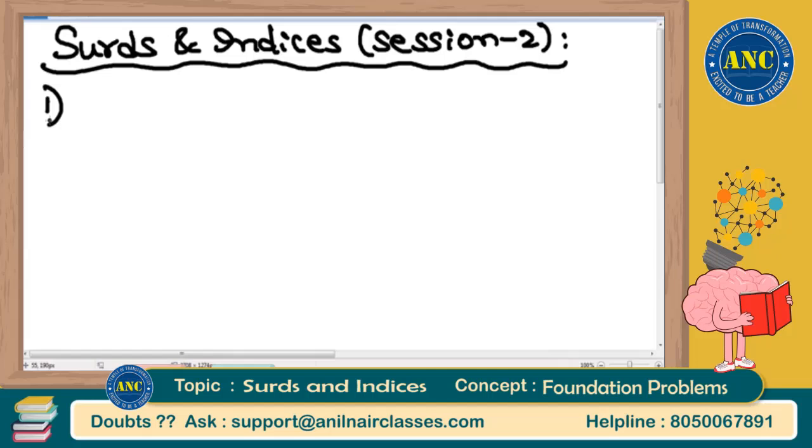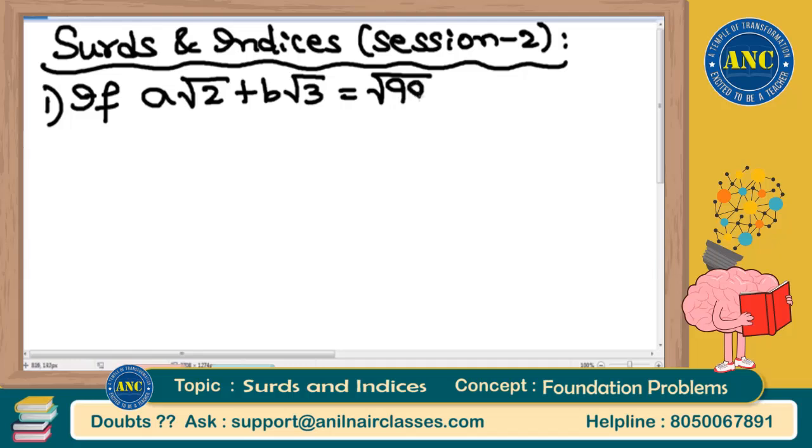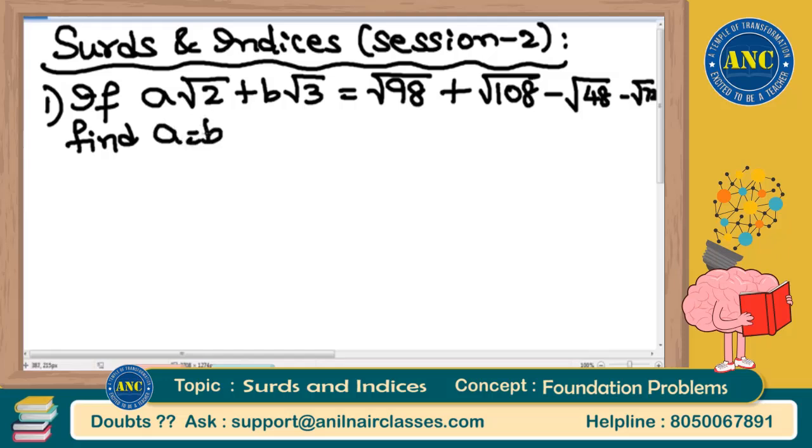Listen to this carefully. Your first question is a very easy question. Once again, I will start with an easy question and slowly scale up the level. Suppose the question is: if a root 2 plus b root 3 is equal to root of 98 plus root of 108 minus root of 48 minus root of 72, find the values of a and b.